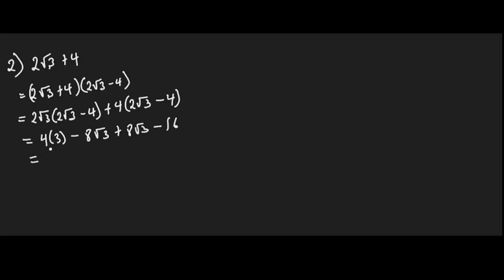Now, this is going to give us 4 times 3, 12. Minus 8 root 3 plus 8 root 3 is gone. We have minus 16. Here you have 12 minus 16, which gives us minus 4. That's it. If you want to use the alternative approach, the approach of difference of two squares, this is what we have: 2 root 3 plus 4.